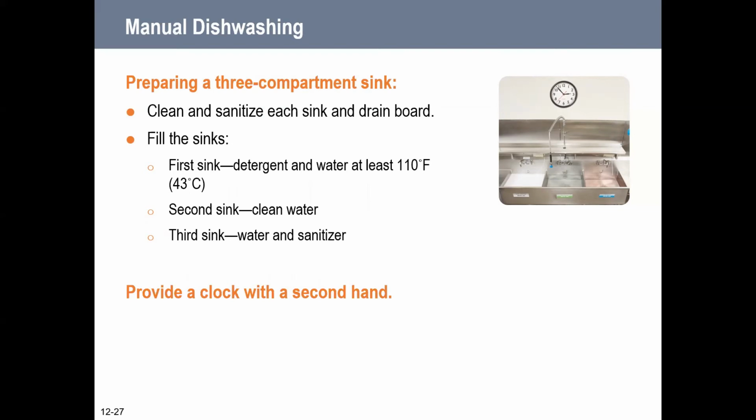So you're setting up a 3-compartment sink. You should clean and sanitize each sink and drain board, and then fill the sink. Your first sink is with hot soapy water, detergent and water. Second sink is clean hot water. Third sink is water and sanitizer. You should also make sure that there's a clock with a second hand that's readily available, so when you are sanitizing, you can use that second hand clock to know how long the items have to be in the sanitizer itself.